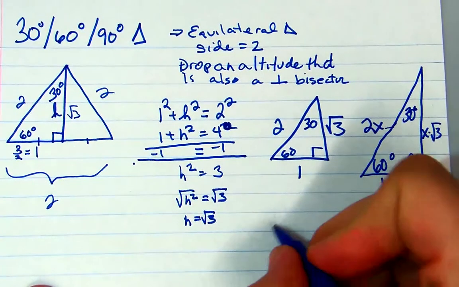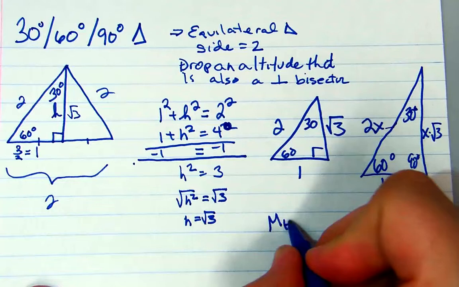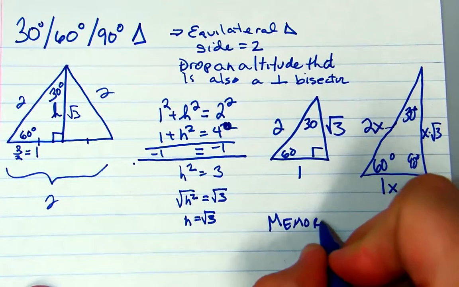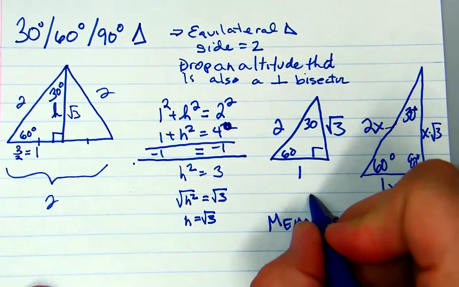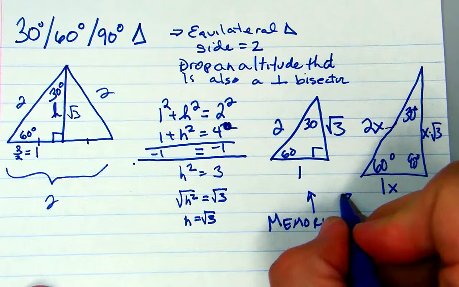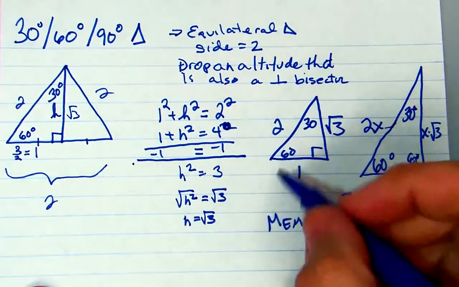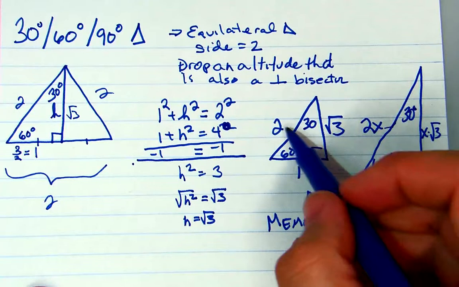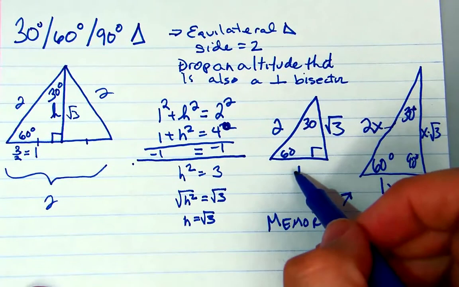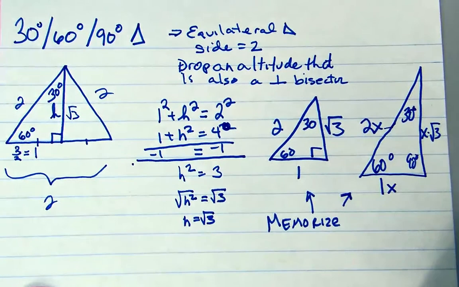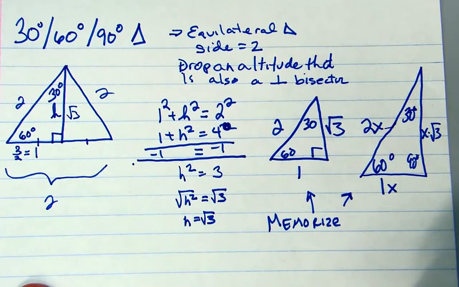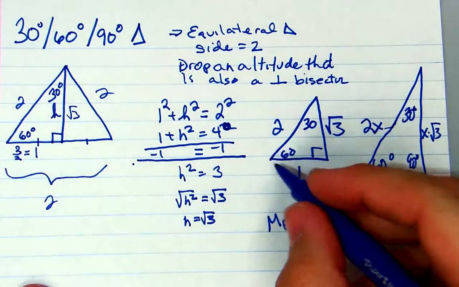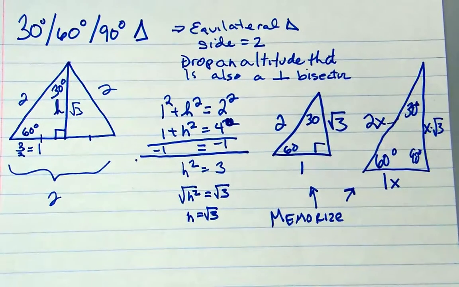I don't ask you to memorize much, but memorize this and this, and you'll be okay. Know what side is opposite 60. 60 is the square root of 3. 90 is 2. 30 is 1. Those are what you're going to have to memorize, the opposites from each angle. But that is it.